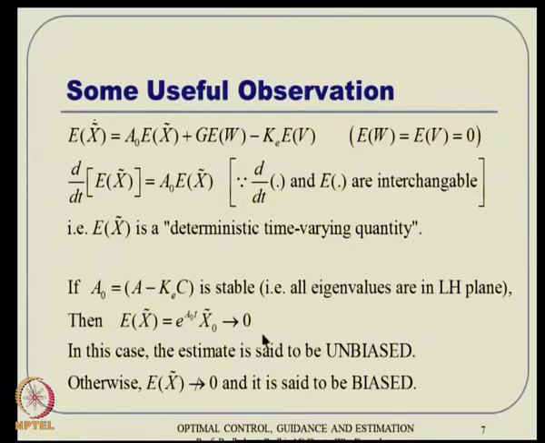If it happens that way, then the estimate is said to be unbiased, because the expected value ultimately goes to 0. But if it does not happen, that means the expected value of x tilde does not go to 0, then it is said to be biased actually. So it will ultimately result in some sort of biased estimate, which is not really good, because the error should go to 0 basically, and then you get the true value in the other sense.